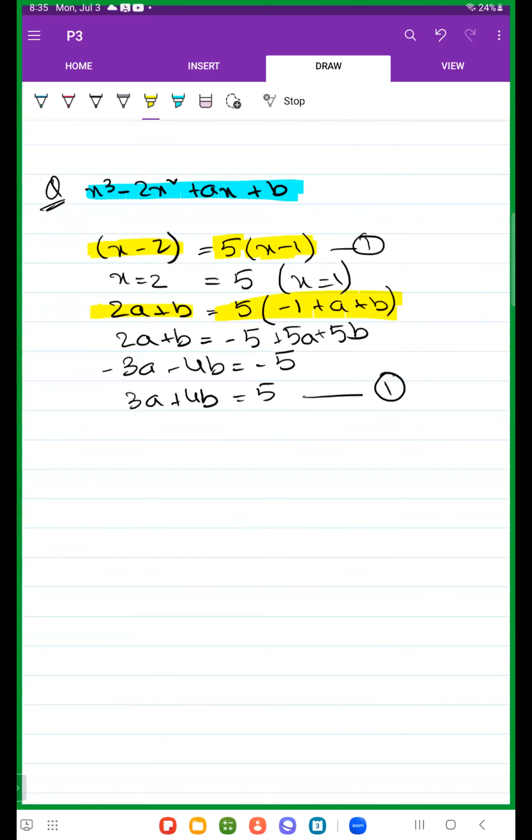Then it's saying and 12 less than the remainder when the same expression is divided by x minus 3. This is all about interpretation of English. It's not maths, okay? It's all English. So it's saying when it is divided by x minus 2, it is 12 less than the remainder when it is divided by x minus 3. So where will I put 12? Can you tell me?